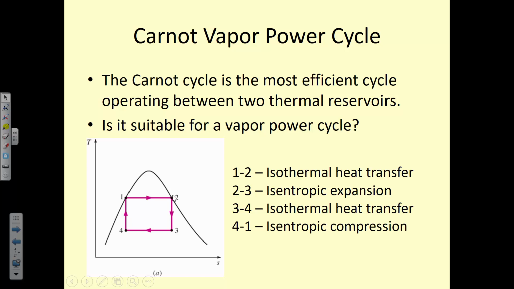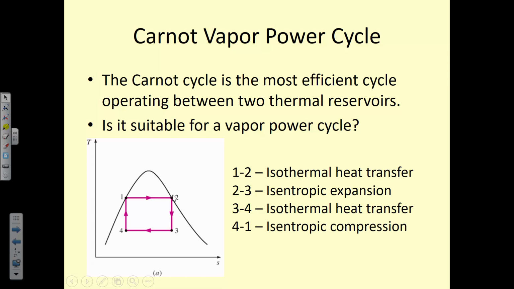The Carnot cycle is one that we're very familiar with. We've talked about it as an ideal, reversible cycle, and it's easy to analyze because on a TS diagram we have a perfect square. So is it suitable for a vapor power cycle? For those of you that were in class last semester, this PowerPoint should be fairly familiar.